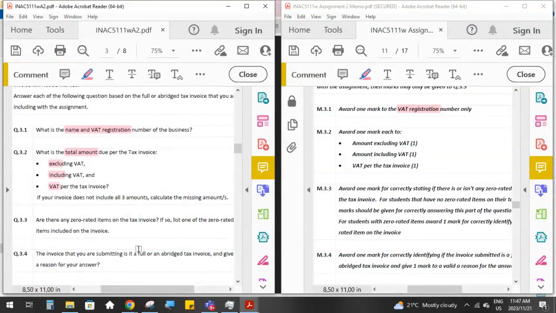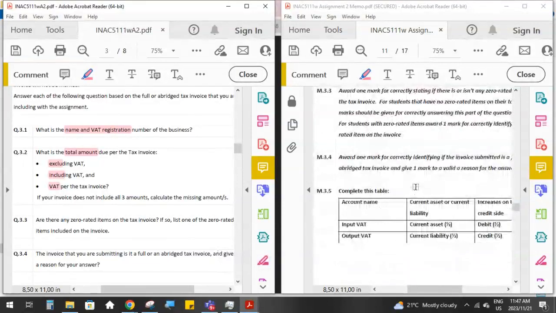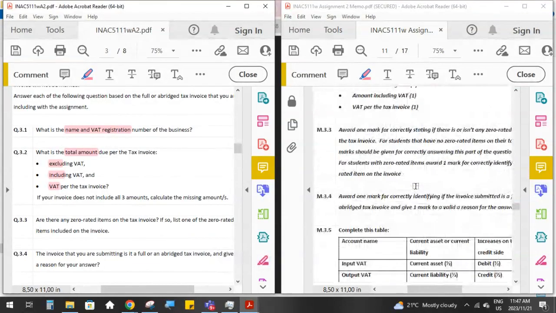And then the invoice you're submitting, is it a full or an abridged invoice? And give a reason for your answer. So where's my textbook gone? You must go to your textbook on pages 84 and 85, and that will tell you what items there must be on an invoice for it to be a full tax invoice.